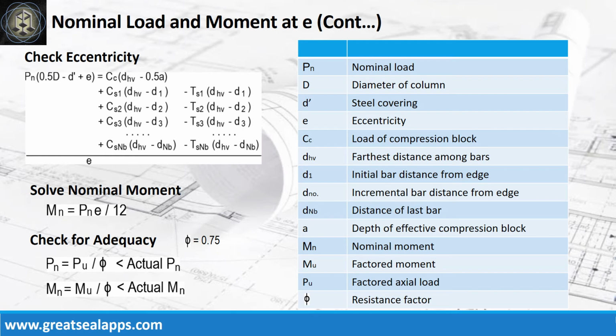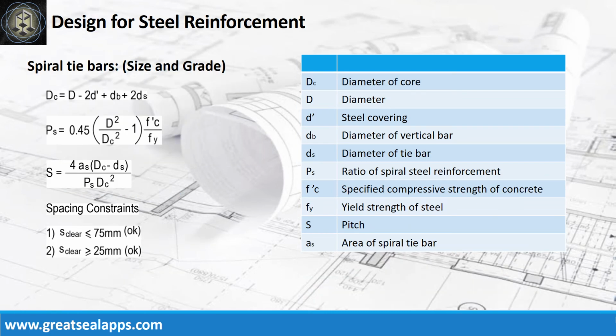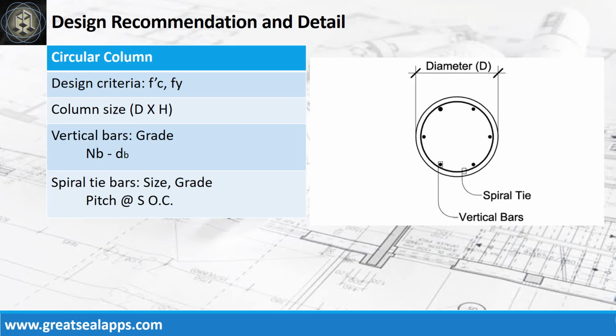To check for adequacy, the design axial load should be less than the actual load capacity, and the design moment should be less than the actual moment capacity. Follow the given computations for spiral tie bars. Design recommendation format as follows: design criteria, column size, vertical bars, and spiral tie bars.